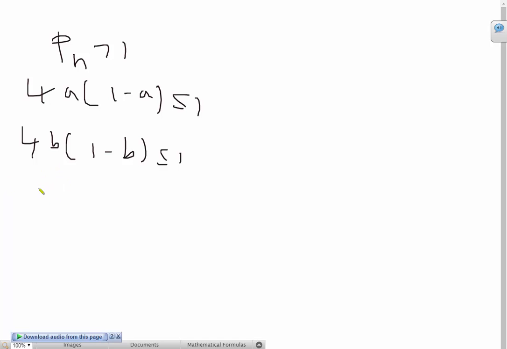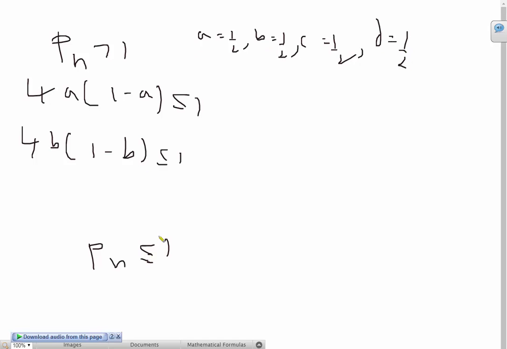So what I'm trying to get at is that this entire product, Pn, is in fact less than or equal to 1. The case in which it is equal to 1 is if a is half and b is half and c is half and d is half. So Pn is less than or equal to 1. And with that, I think the proof is just about complete.